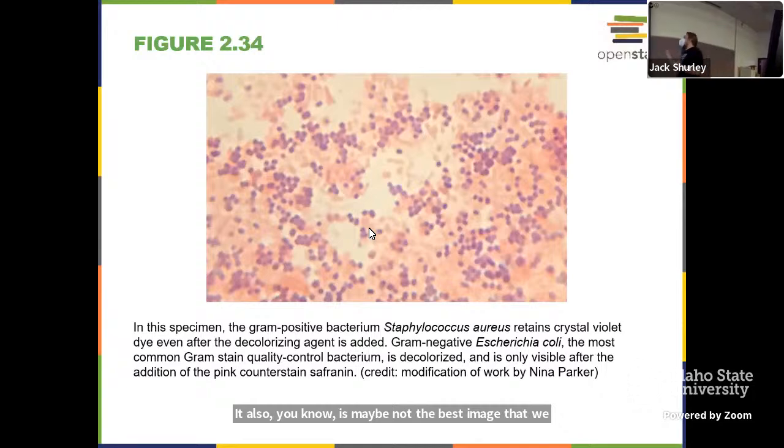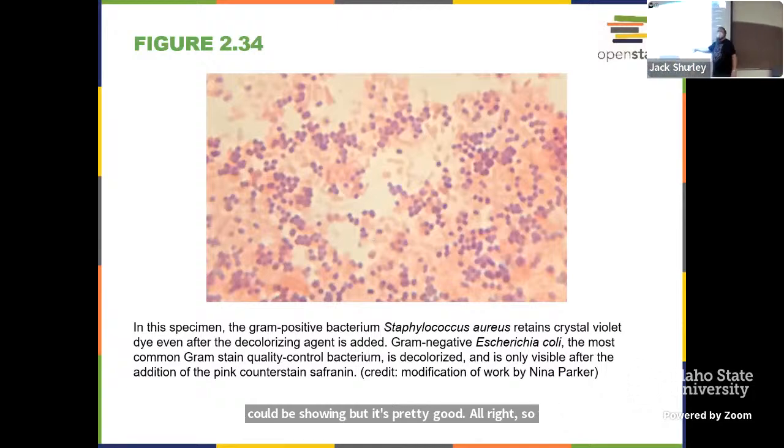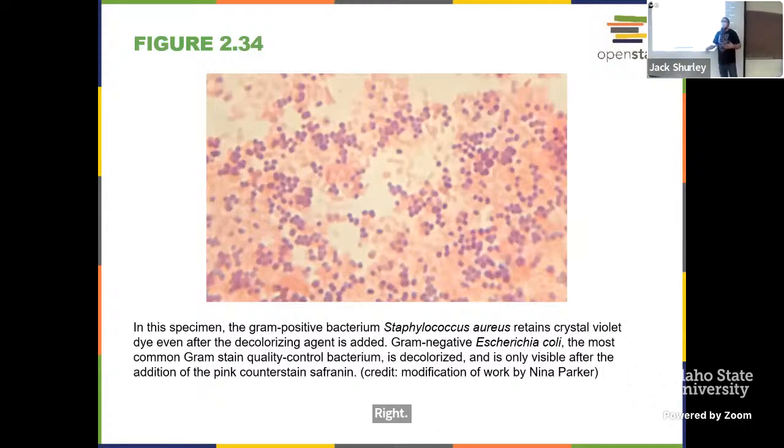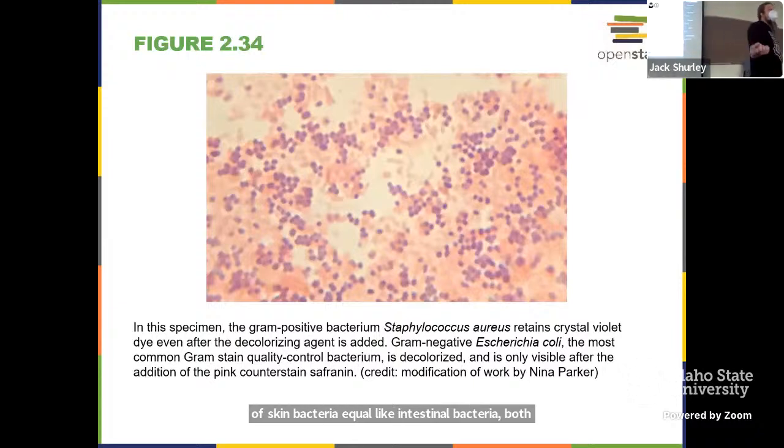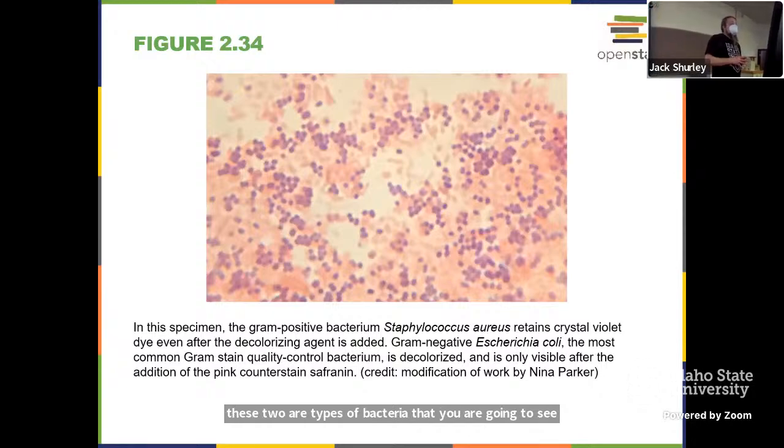So we've got a mixture of types of bacteria, Staphylococcus aureus and Escherichia coli, or our good friend E. coli, all right? Staph aureus, typical skin bacteria, and E. coli, intestinal bacteria. Both of these are types of bacteria that you are going to see repeatedly in the lab.